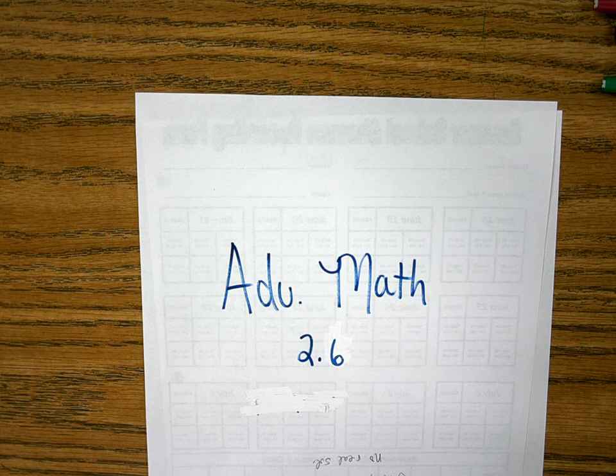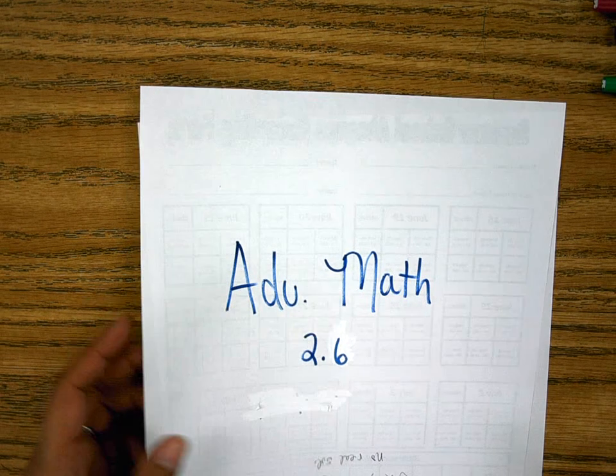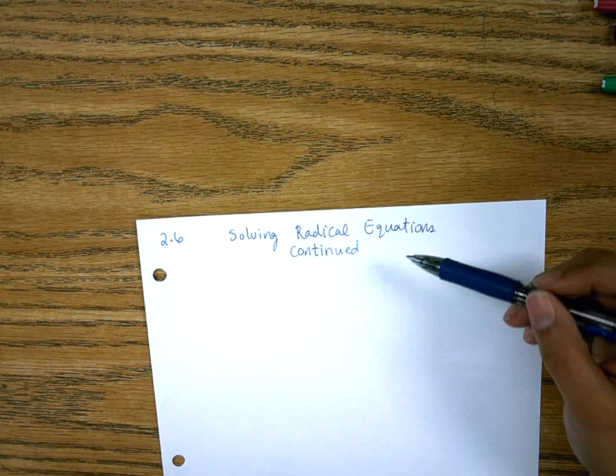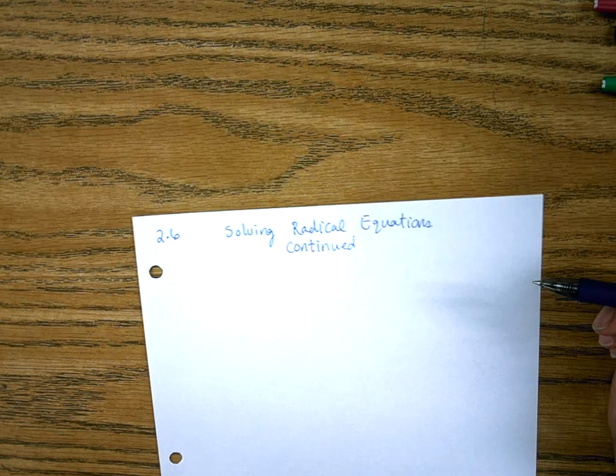This is Advanced Math Notes 2.6. The title is Solving Radical Equations Continued.